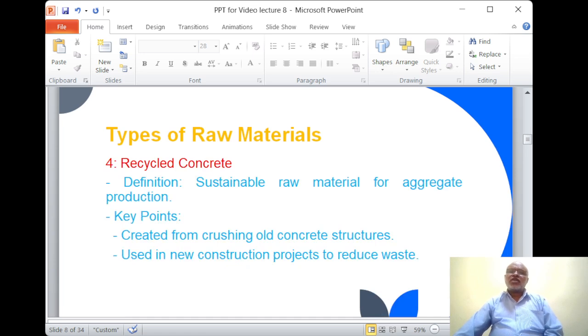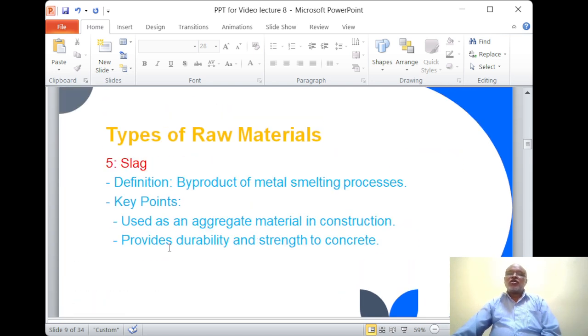The other one is recycled material. Recycled materials are sustainable raw materials for aggregate production and created from crushing old concrete structures and are used in new construction projects to reduce waste. The next one is slag. Slag is a byproduct of the metal smelting process and used as an aggregate material in construction, and it provides durability and strength to the concrete.